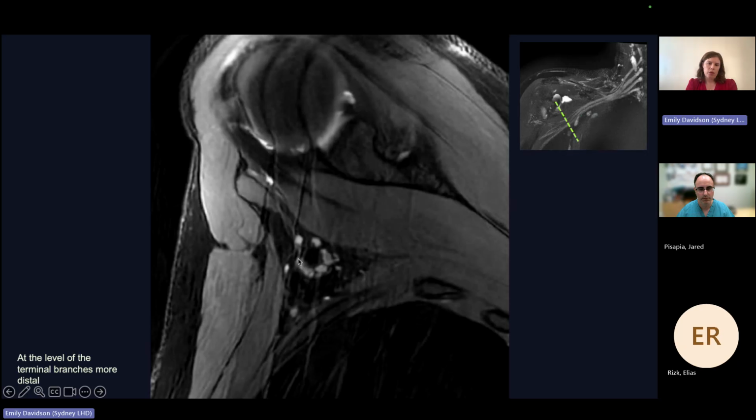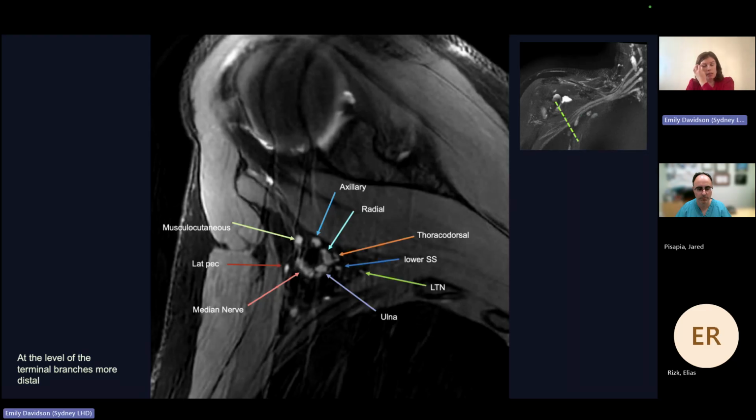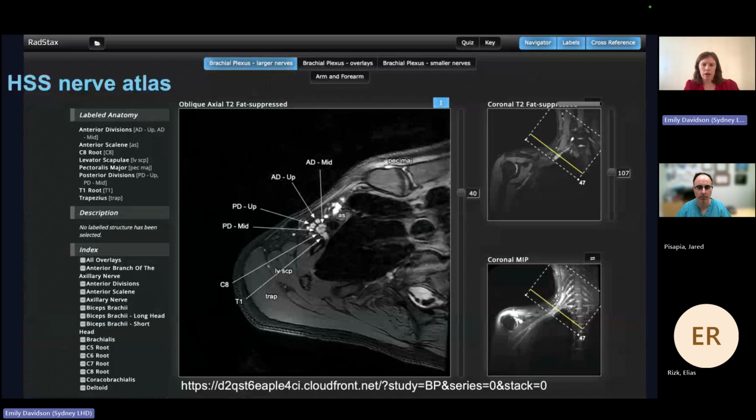And moving further down, we can see that those two medial and lateral contributions of the median nerve are going to join along the undersurface of the axillary artery there. And we can also see in this case some nice small nerve branches here. This is not always the case. Small vessels or respiratory motion can obscure some of these, but in this case, it's a nice example where we can see everything.